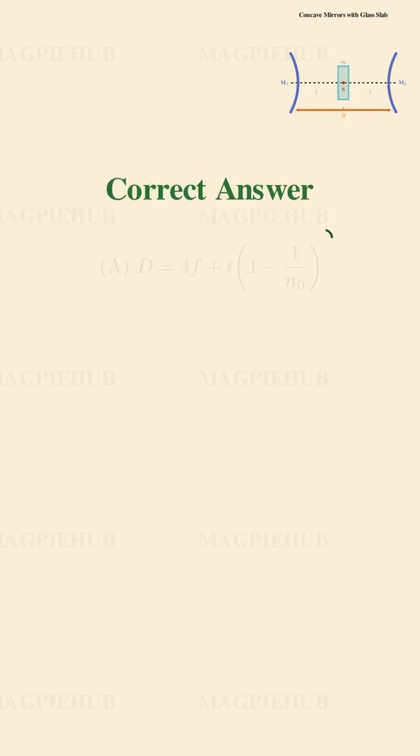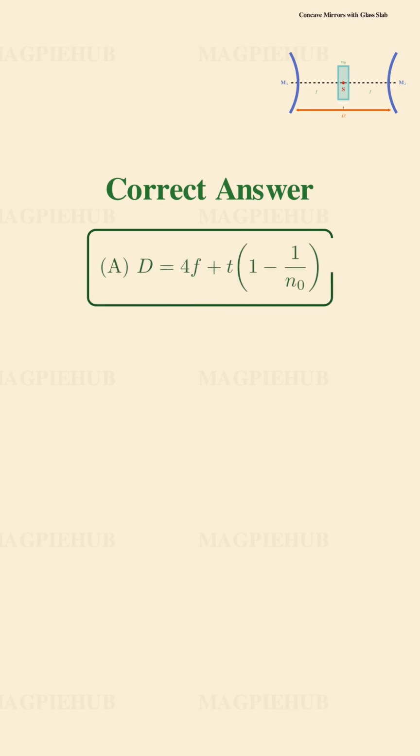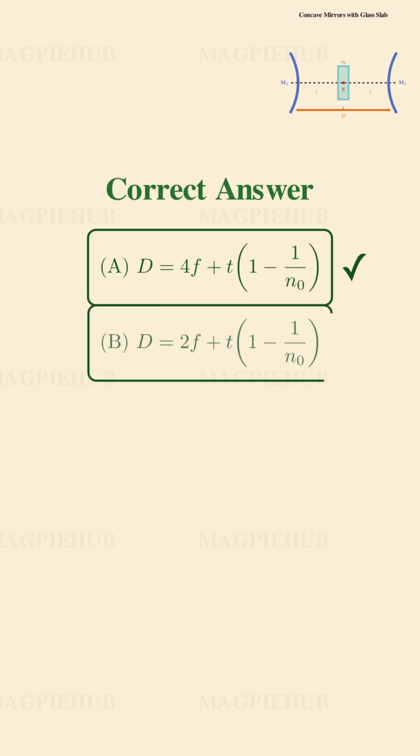Option A gives d equals 4f plus t times 1 minus 1 over n0, corresponding to the object at the center of curvature of each mirror. Option B gives d equals 2f plus t times 1 minus 1 over n0, corresponding to the object at the focus, where light bounces as a parallel beam between mirrors. Both configurations produce the image back on S.